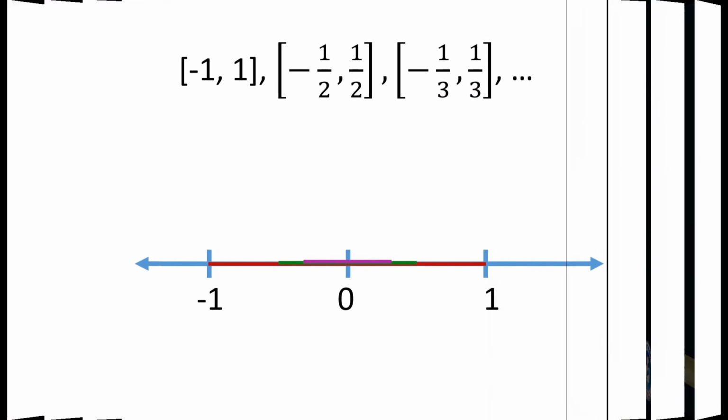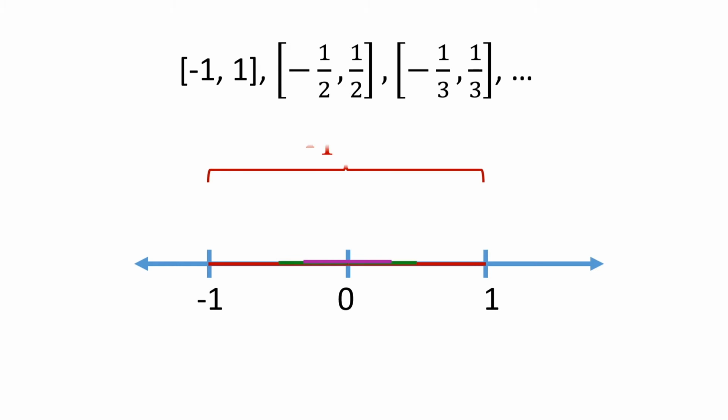Let's go back to the given example. This sequence is nested. I sub 1 contains I sub 2, which in turn contains the next set, which is I sub 3. I sub 1 may be represented by the red line segment with endpoints at -1 and 1, and I sub 2 is the green line segment with endpoints at -1/2 and 1/2. The third set is represented by the purple line segment with endpoints at -1/3 and 1/3.